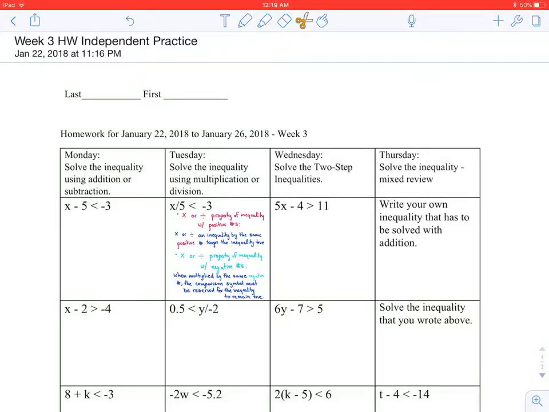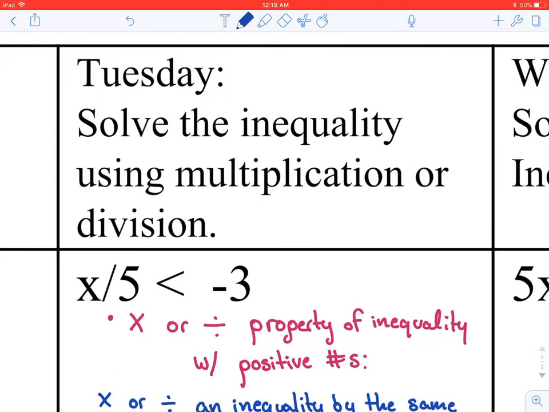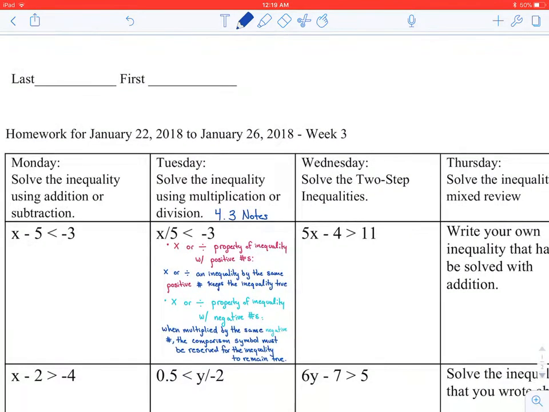Hey everybody, this video is going to be going over the Tuesday column on week 3's homework, which is solving inequalities using multiplication or division. So Monday's was about addition or subtraction, this will be about multiplication or division, and if you need to refer back to your notes, that is the 4.3 notes, parts 1 and 2.